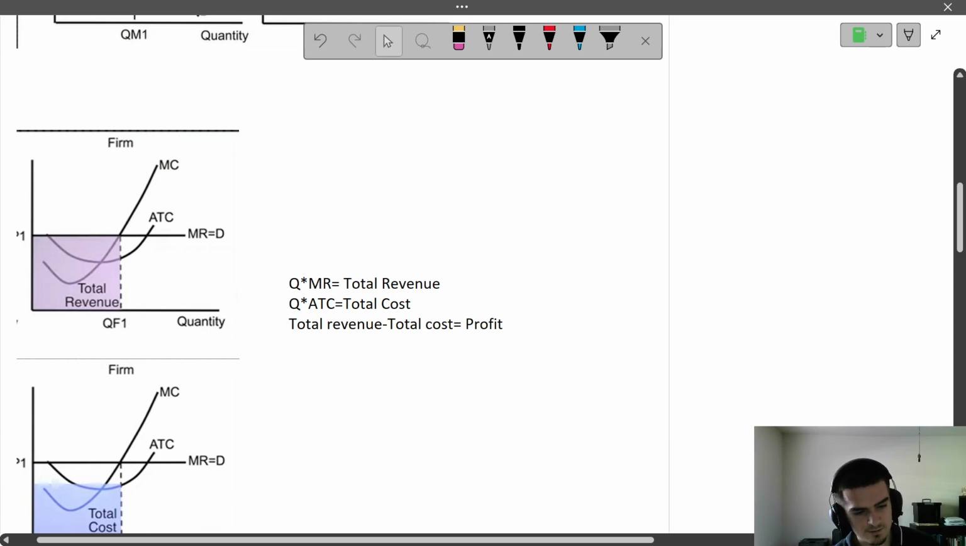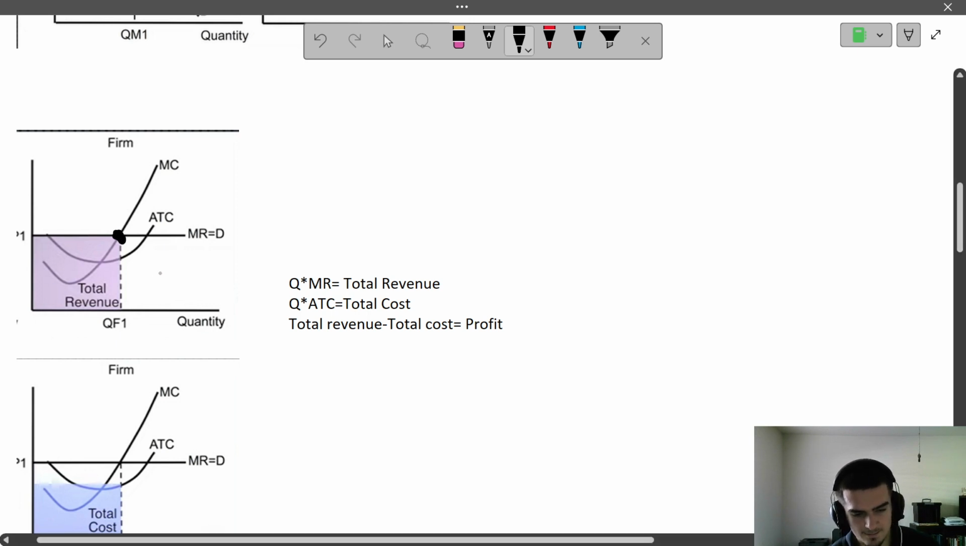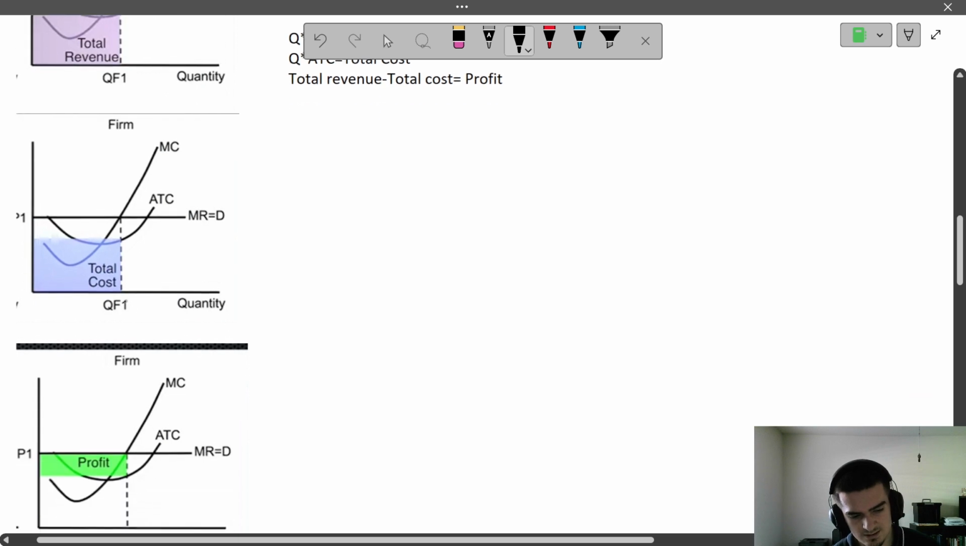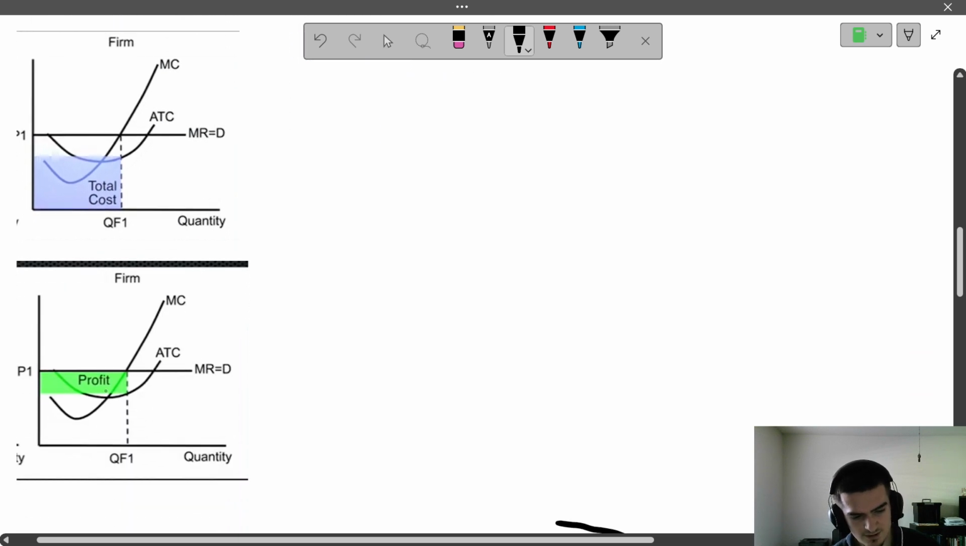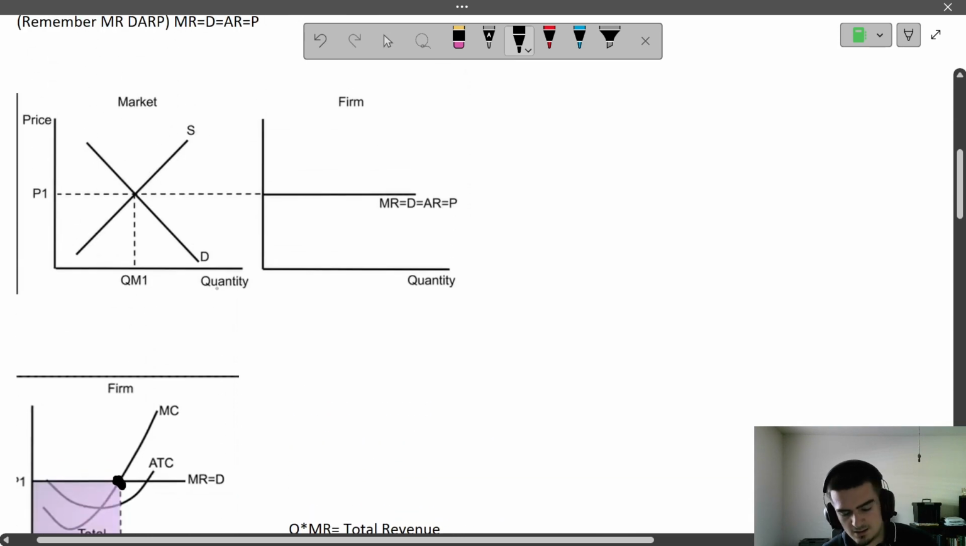Here, marginal revenue equals demand, or marginal revenue equals marginal cost. That's where they're going to stop, or that's where they're going to produce at. Quantity times marginal revenue is going to give our total revenue. It's above our average total cost, so that's going to be our total cost, and it's going to have a profit, like I mentioned or talked about earlier.